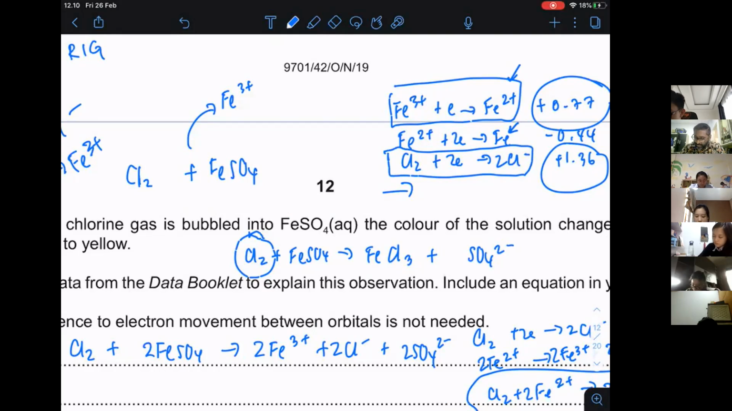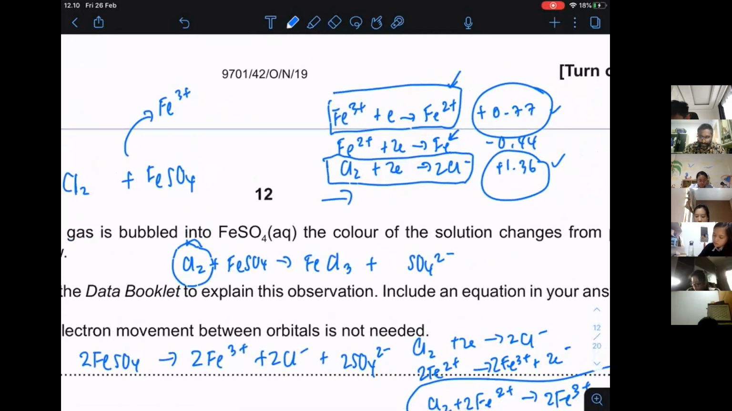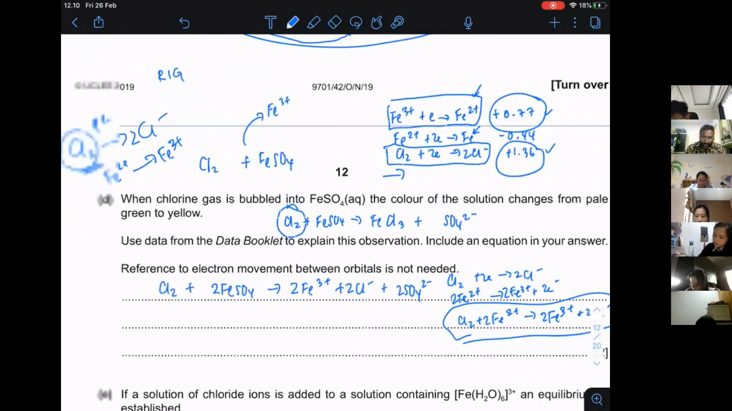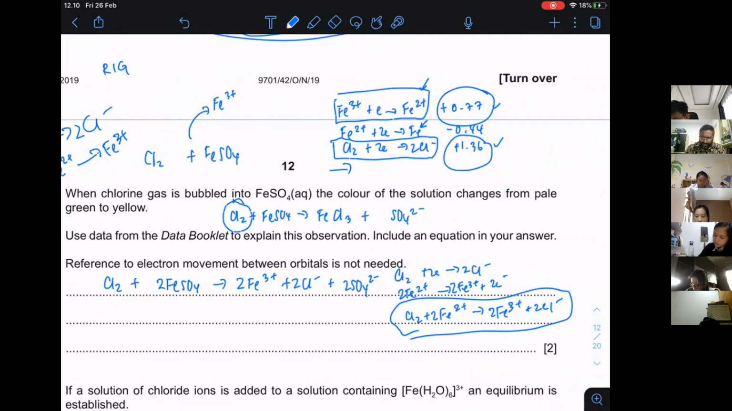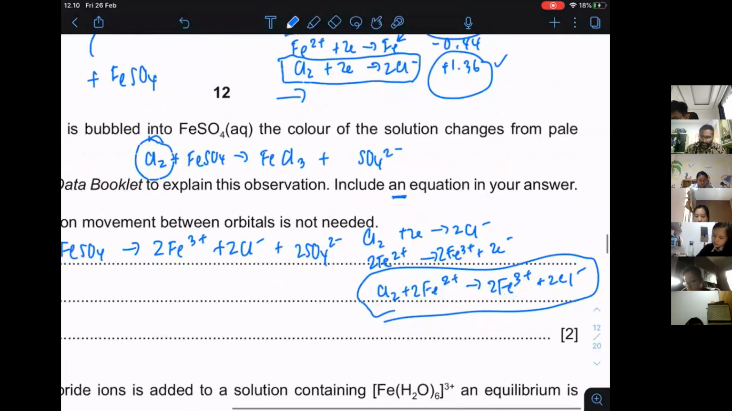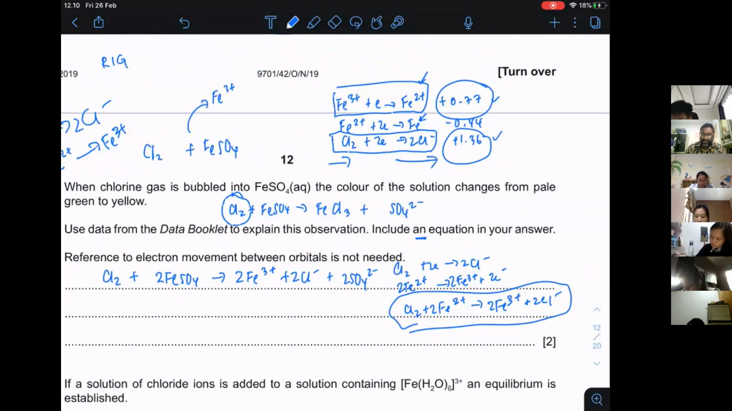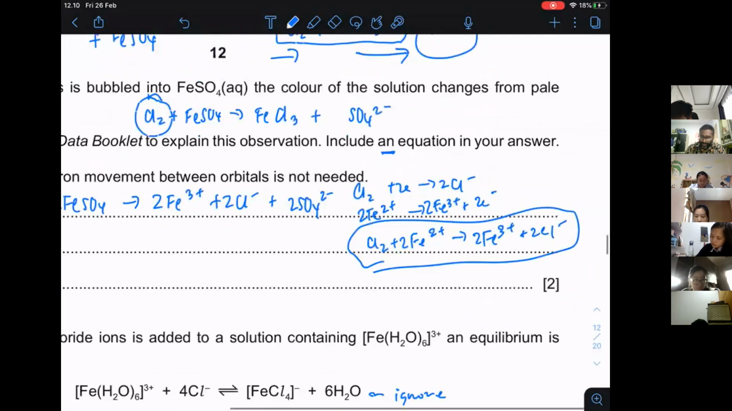So I wrote 2. I'm not sure, but I determine which one. Once I have determined, this will happen. Then I use the data booklet, include an equation. It means only one equation. So I put it like this: 1.36, this will move forward, this will move backward. So I just rearrange this.